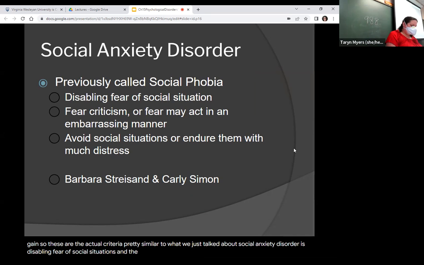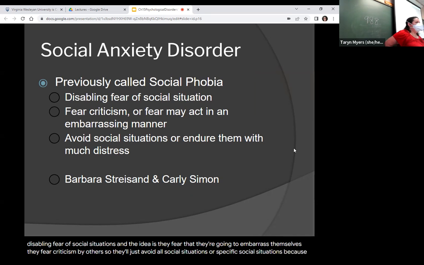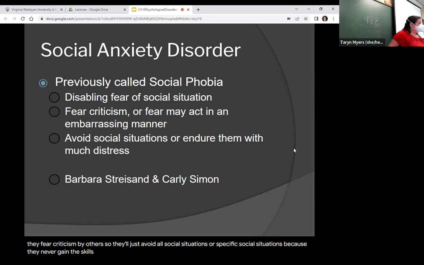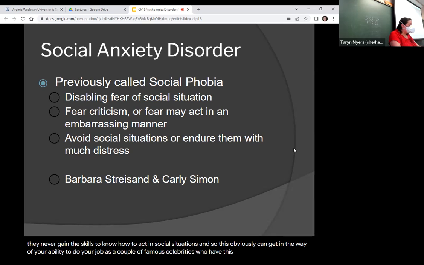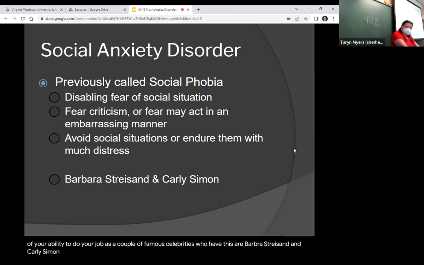And the idea is they fear that they're going to embarrass themselves. They fear criticism by others. So they'll just avoid all social situations or specific social situations because they never gain the skills to know how to act in social situations. And so this obviously can get in the way of your ability to do your job. There's a couple of famous celebrities who have this: Barbra Streisand and Carly Simon.